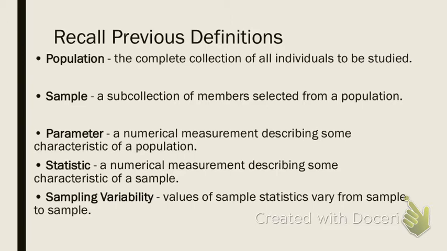Parameter goes with population, statistic goes with sample. And the last thing is sampling variability, which just means when you take a sample, if everyone took a different sample in here and asked the same question, you would all get different answers because it comes from different samples.